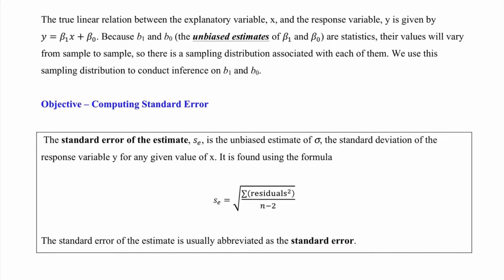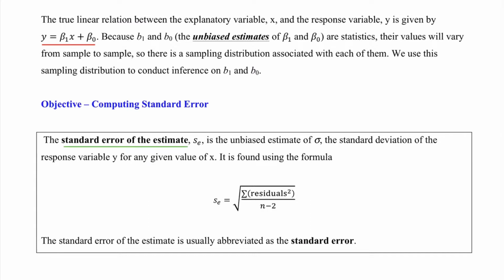But before we discuss that, the true linear relation between the explanatory variable x and the response variable y is given by y equals beta 1 x plus beta naught. Now we say this because b sub 1 and b naught are the unbiased estimates of beta sub 1 and beta naught, so b sub 1 and b naught are statistics. Their values will vary from sample to sample. So there's a sampling distribution associated with each of them. We use this sampling distribution to conduct inference on b sub 1 and b naught.